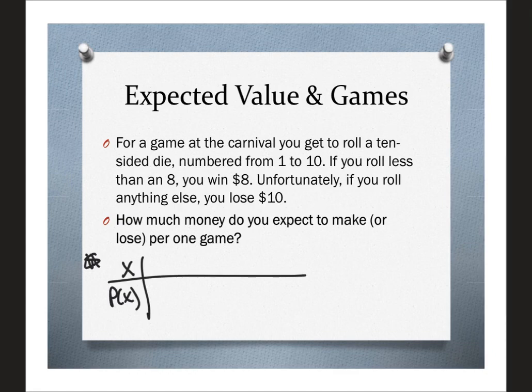Okay, so this is how much money I'm going to earn. I'm going to earn $8 if I roll a number less than 8. Numbers less than 8 on our die from 1 to 10 are 7 out of 10. So I have 7, 6, 5, 4, 3, 2, and 1 are all less than 8. So less than 8 is 7 out of 10 because it's a 10-sided die.